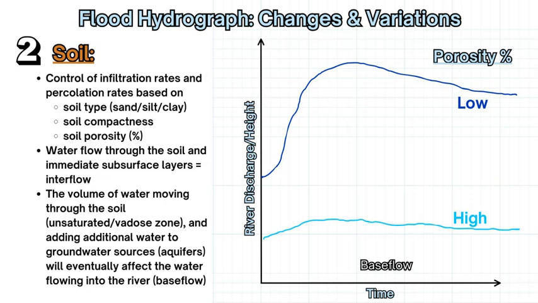compared to if you have a large amount of porous and highly permeable soil with limited clay and more sand. You'll have a lot more water infiltrate and percolate through, both in groundwater and in interflow, and it will delay the water to get into the river channel and be reflected in the hydrograph.